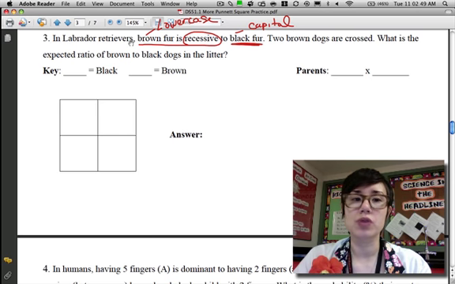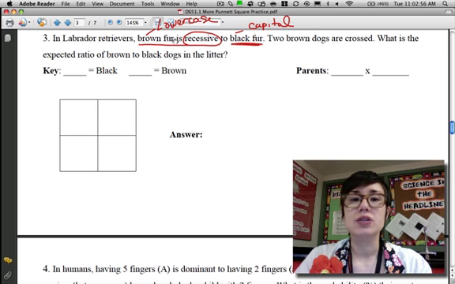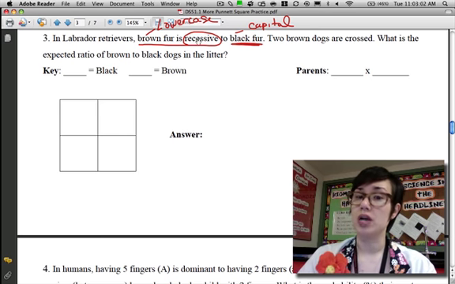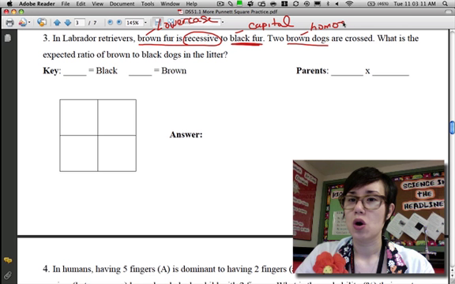So let's go back and read the first sentence again. It says, in Labrador Retrievers, brown fur is recessive. It's a recessive phenotype, and we have 2 brown parents that we're crossing. The only way to see a recessive phenotype, because remember, it's not strong, it's weak, is to put 2 lowercase letters together. So if I have 2 brown dogs, I know that my parents have to be homozygous, because they have to be the same, recessive, because they have to be lowercase. So I'm going to write that down.